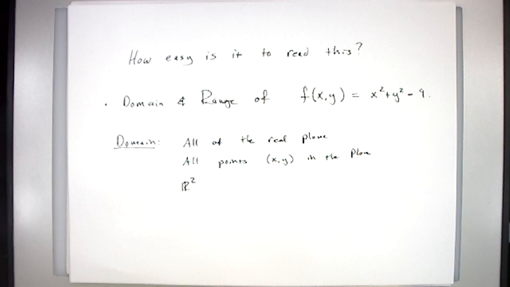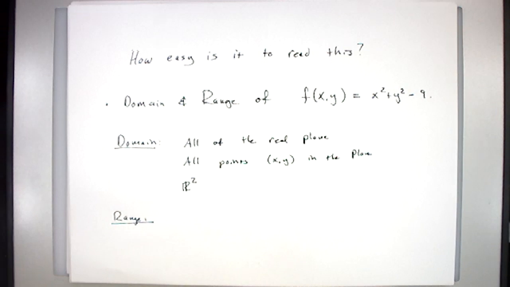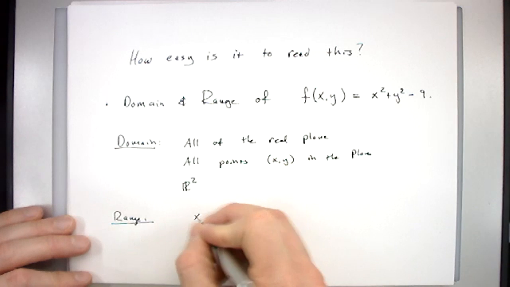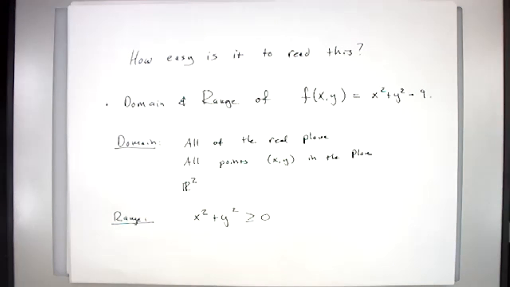So now, there's our domain. The range is where we have to be a little more thoughtful. A lot of these range questions, a lot of these functions of two variables where you have to find the range, you're going to often, not always, have x squared plus y squared somewhere. And that's really helpful because we know that x squared plus y squared is always greater than or equal to 0. It's always true, right? X squared is always non-negative, y squared is always non-negative. If you add them together, it's always non-negative.